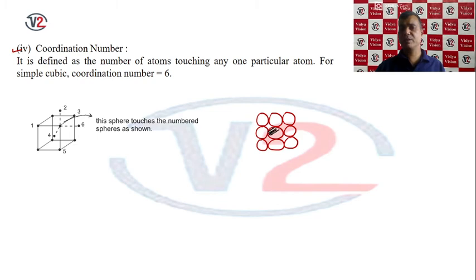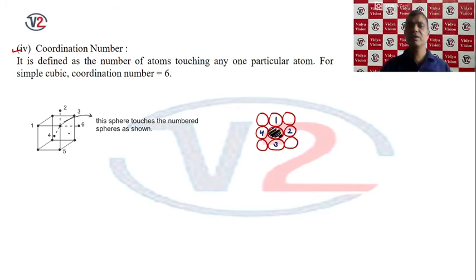Like this is a particular particle, and if we identify how many particles are directly attached to this particular particle, then we can see that there are 1, 2, 3 and 4. So there are 4 other particles. So the coordination number of this arrangement will be equal to 4.